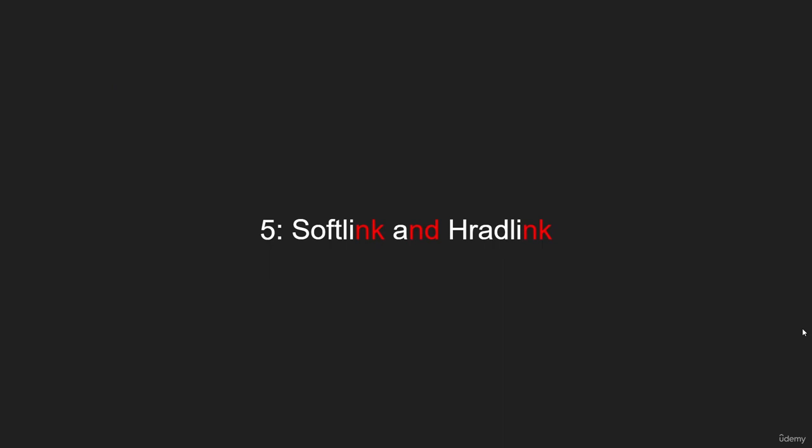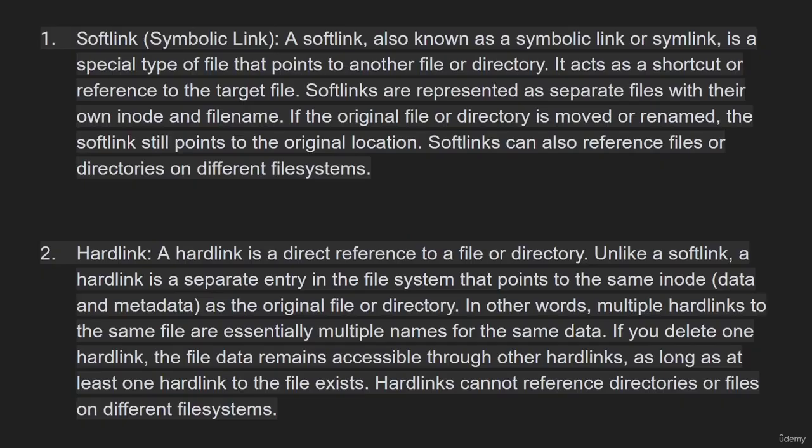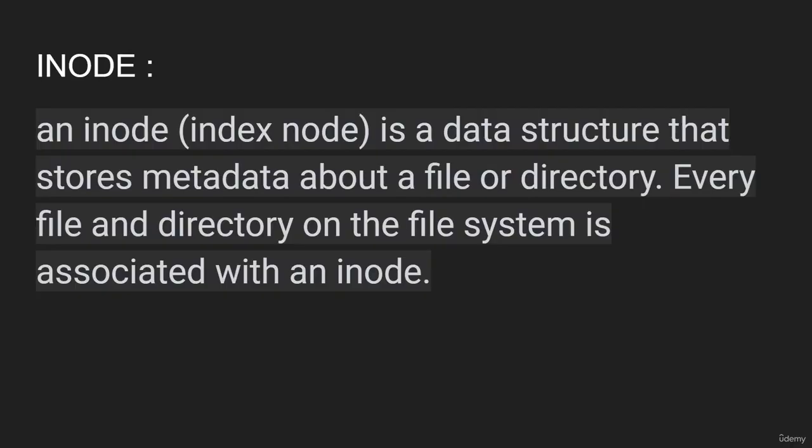So now we are going to see about the soft link and the hard link. Before I start that, I would like to introduce you to the inode. An inode is an index node, which is a data structure that stores metadata about a file or a directory. Every file and directory on the file system is associated with an inode. Basically, an inode is the index number of the particular file.